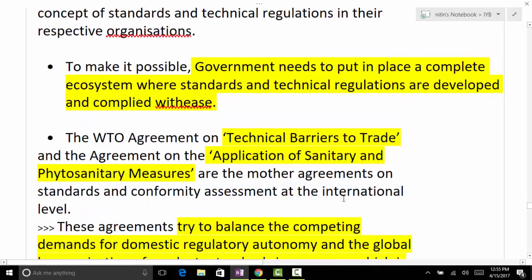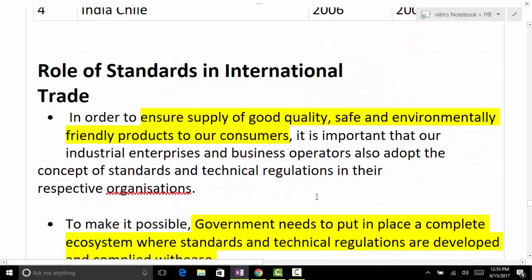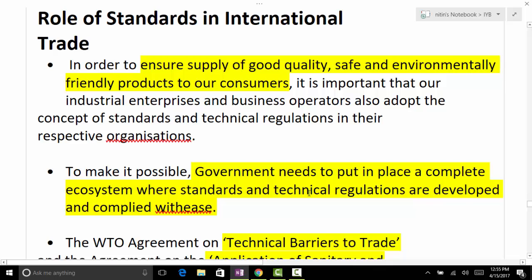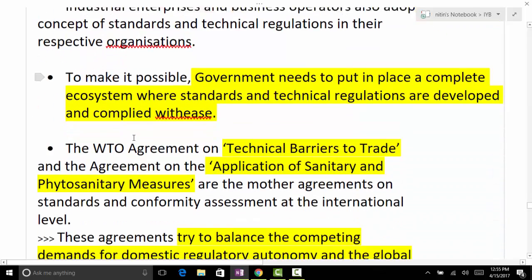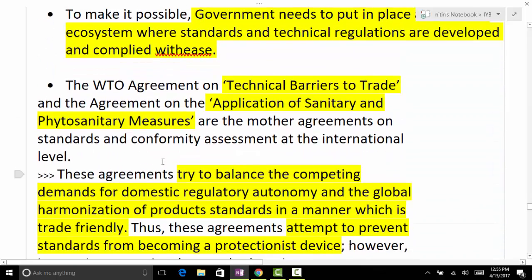Role of standards in international trade. We are talking about the same chapter. So this could be important from your mains point of view. For PT you can leave it. For PT you can remember how these kinds of barriers, sanitary and phytosanitary measures under WTO, what their objective is, and how they could be used against certain economies as well.